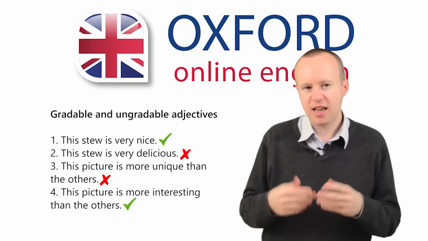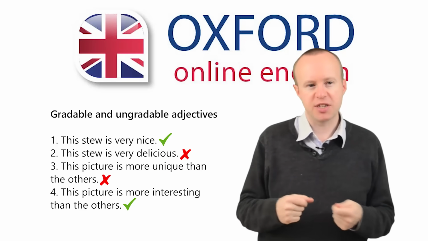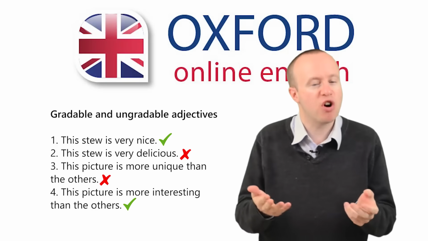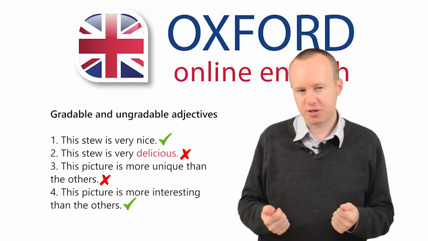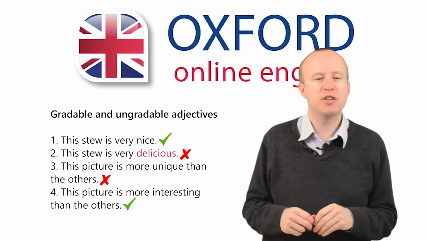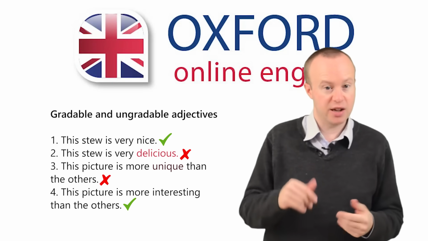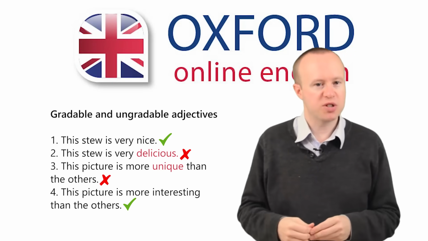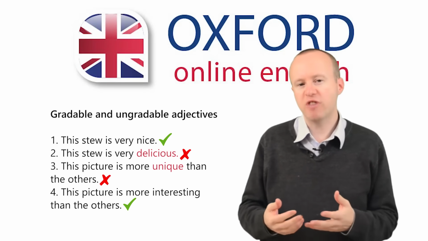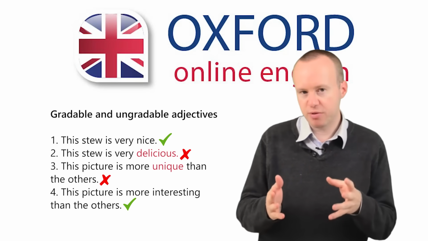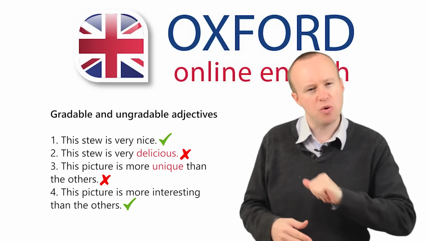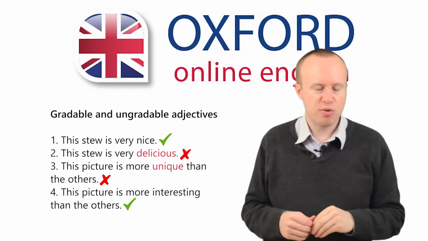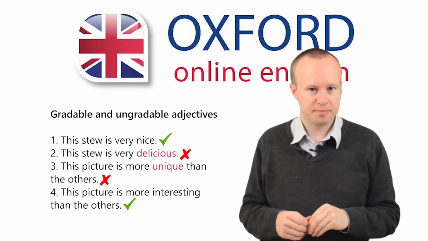Ungradable adjectives have two types. Firstly, there are words with a strong meaning, like delicious, exhausted, or furious. Secondly, there are words with an absolute meaning, like unique, true, or possible. When we talk about ungradable adjectives, we mean both of these types. What does this mean for you? Well, there are two important rules you should know.